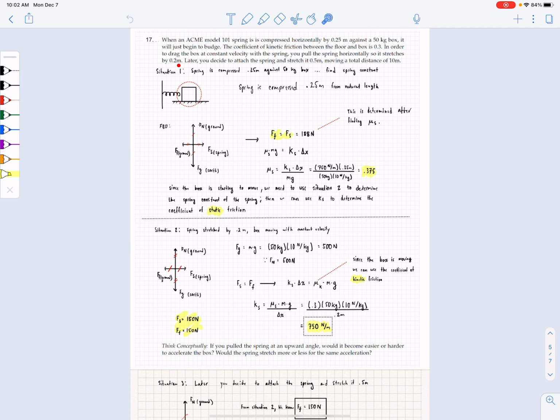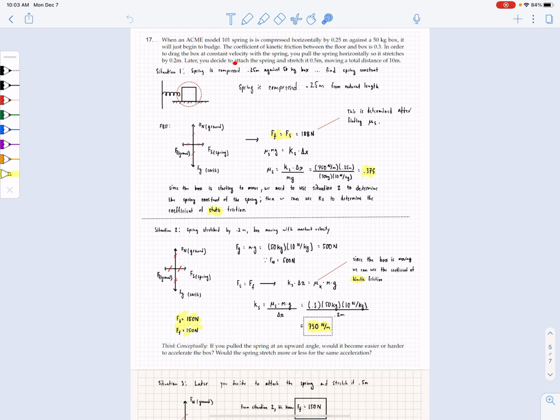It needs to be only 0.2 meters from its natural length, which is a little bit less than 0.25, which seems to make sense because the coefficient of static friction is going to be a greater value than the coefficient of kinetic friction. If the objects are not moving with respect to one another, it's going to require more force to get it to start moving, and then once it starts moving, you can exert a little bit less force, as seen by this slightly smaller stretch and compression of the spring.